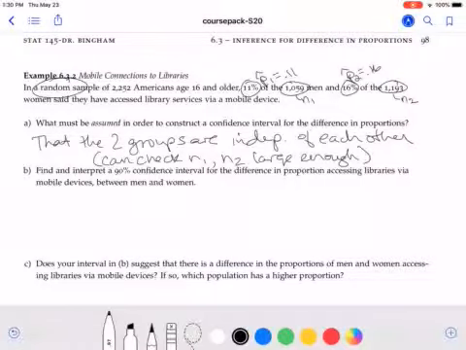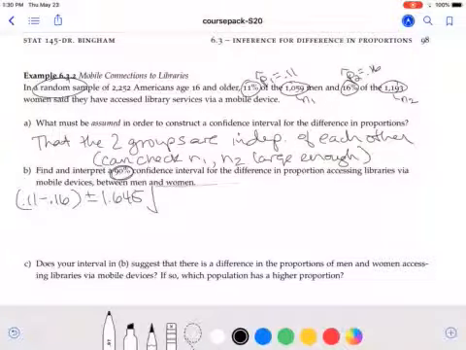So now that everything checks out, we want to look at finding and interpreting a 90% confidence interval for the difference in the proportion accessing library via mobile devices for men and women. So we take our two sample values and subtract to start with, then add or subtract our margin of error, which consists of a z. The 90% normal value was 1.645 that we saw back in section 6.1.